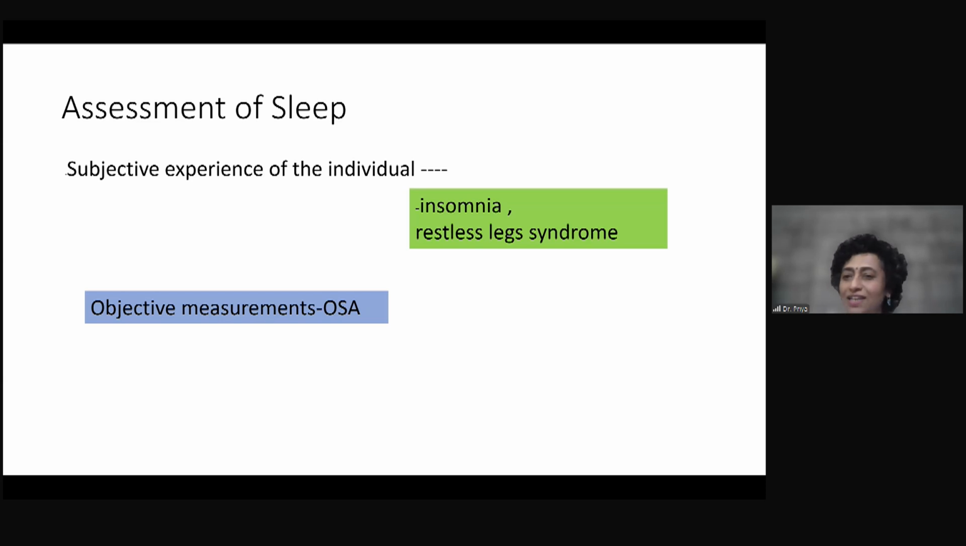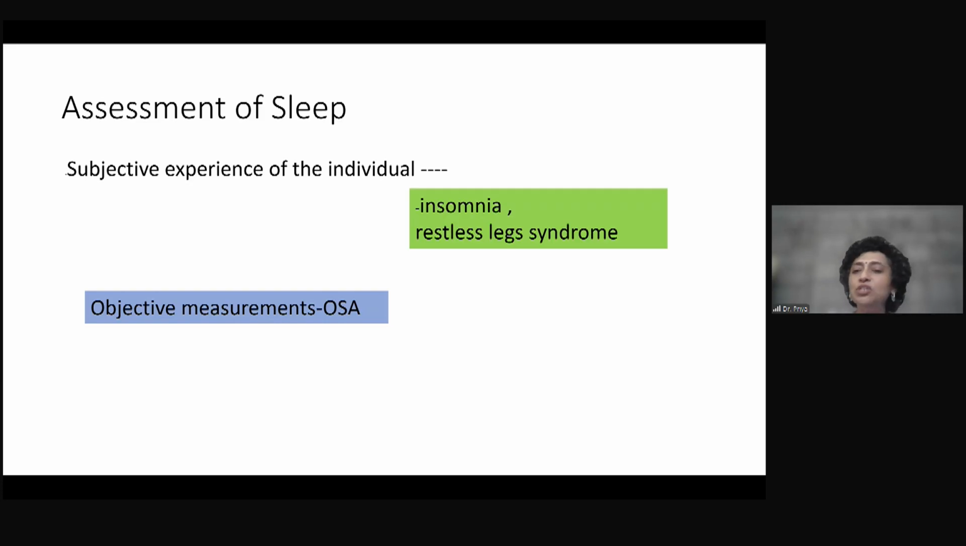So we are not technically trained to assess that. We should develop training for that also. Of course, that's outside the purview of today's meeting. So when do we look at subjective? Some examples are for insomnia and restless leg syndrome. So for that, you don't need to do a sleep study. It's enough to do just a subjective assessment with questionnaires.